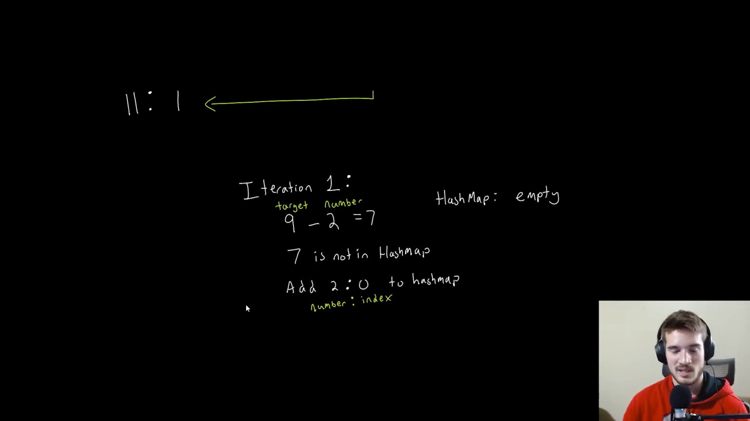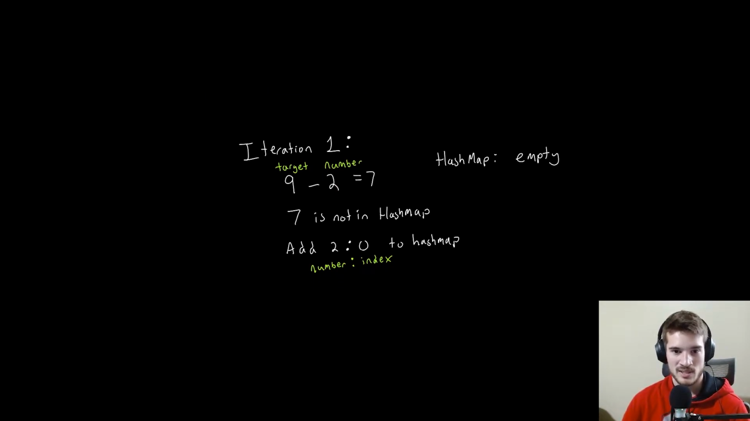So we're going to go through this iteration by iteration and see how this works. Initially our hash map is going to be empty, and the first element in the array is 2. So we're going to get the difference: the target minus our number is 7. We're going to check if 7 is in the hash map. Since it's not in the hash map, we're just going to add 2 colon 0 to the hash map so we can use this in future iterations. And we add 2, 0 because 2 is the number and 0 is its index, because we need its index later, because for our solution, we're returning the indices of the two numbers that add up to our target.